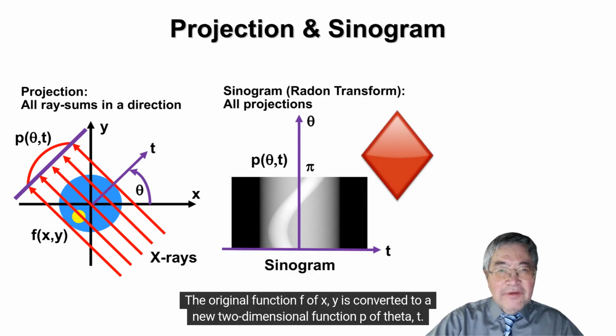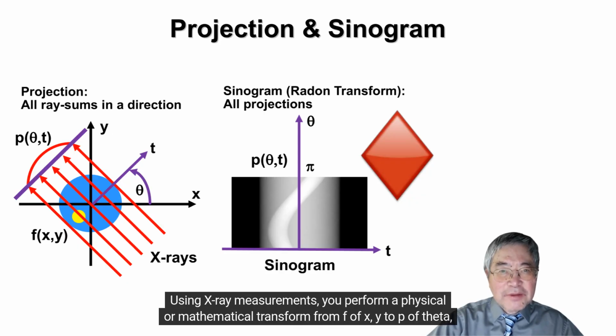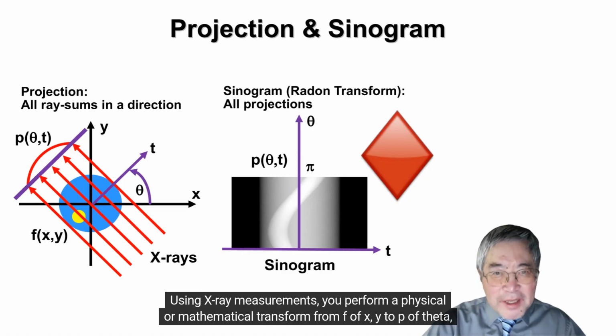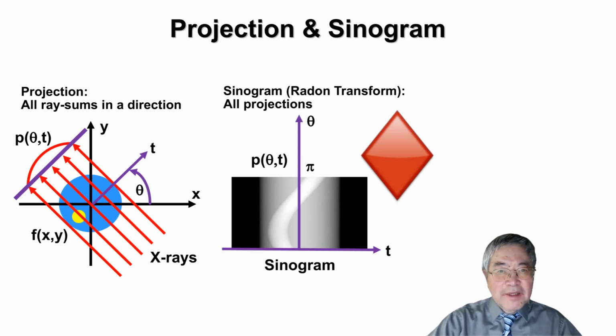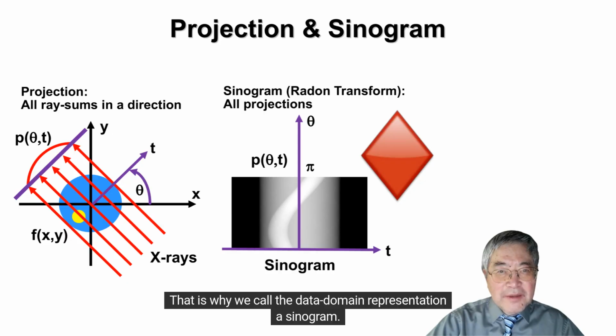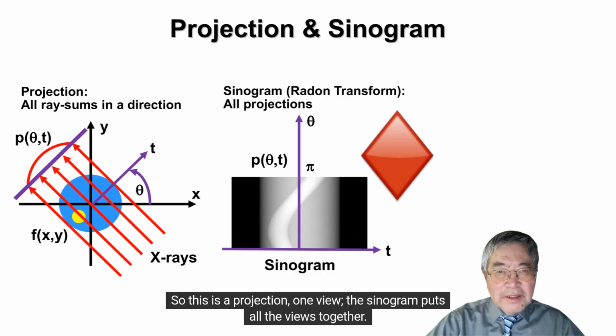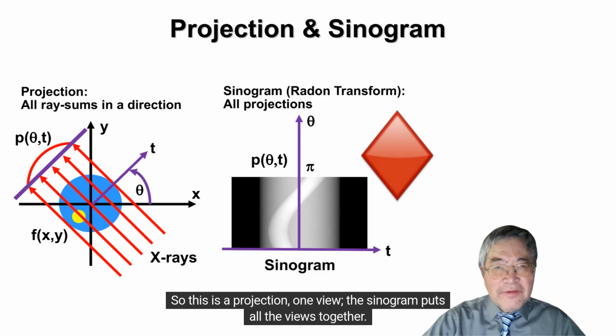The original function f of x, y is converted to a new two-dimensional function p of theta, t. Theta is the angle, t is the coordinate. Using X-ray measurements, you perform a physical or mathematical transform from f of x, y to p of theta, t. For example, if you have a bright small disk, it will trace a sinusoidal curve. That is why we call the data domain representation a sinogram. We also call it a Radon transform. Radon was a mathematician many years ago. So this is a projection, one view. The sinogram puts all the views together.